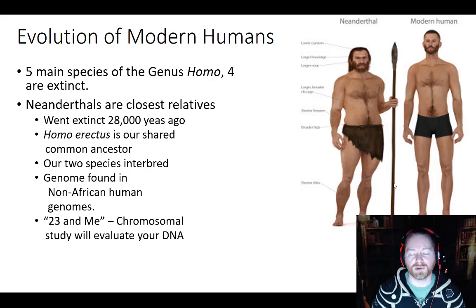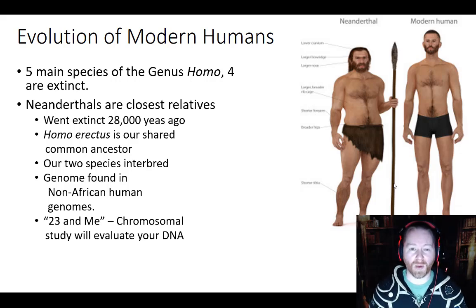But it's important to know that Neanderthals and humans, while related, did not evolve from each other. Humans did not evolve from Neanderthals. Humans and Neanderthals both share a common ancestor, which was Homo erectus. Some members of Homo erectus left Africa and went into Europe and evolved into Neanderthals, whereas some stayed in Africa, and that's where Homo sapiens evolved. Later on, those Homo sapiens left Africa, interacted with Neanderthals, and led to their extinction.